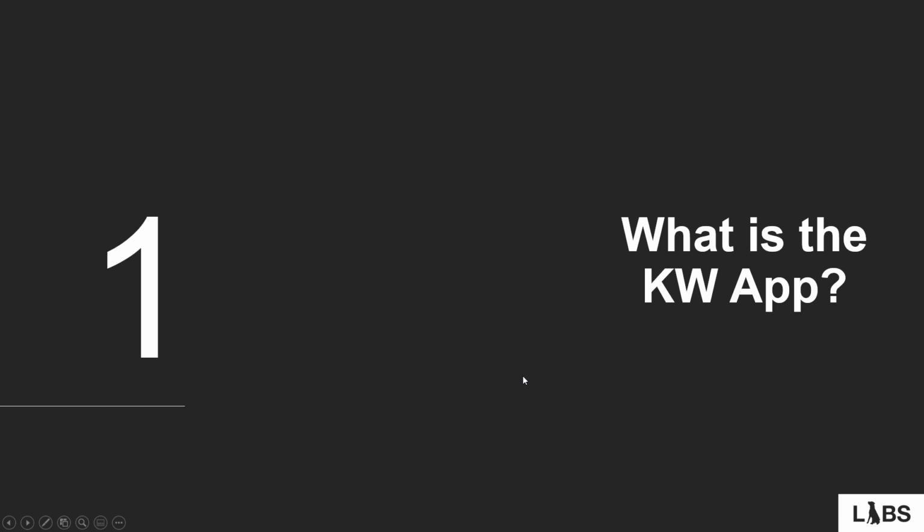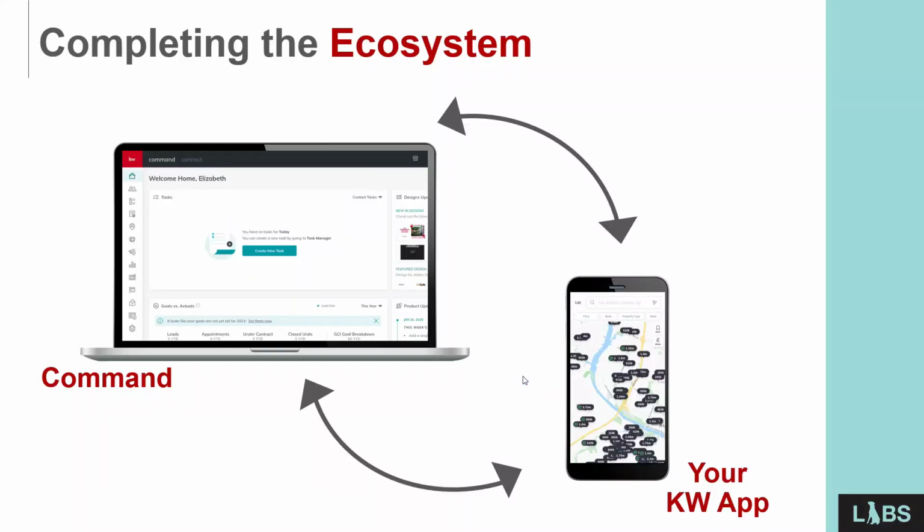So what is the KW app? What's all the commotion about why this is such a special thing? Let's take a look. So really what the app does is it completes the ecosystem between the communications that you have with your client and then your client has with you. In most traditional real estate apps, basically clients can search for homes, maybe favorite them, put some things into a collection, but that's really about it.